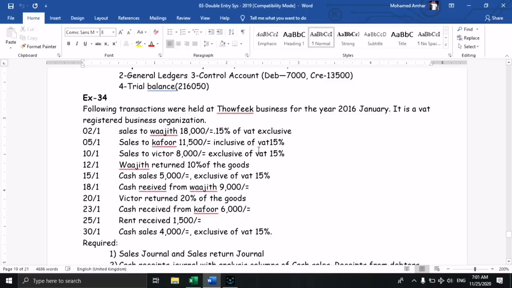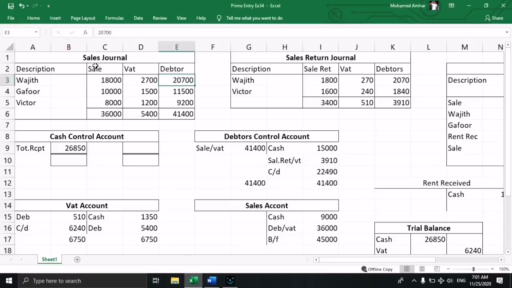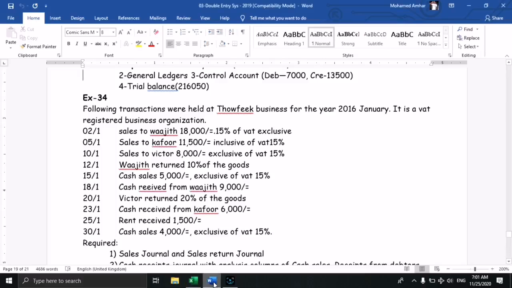11,500 inclusive of that 15%. So in this 11,500, the 15% VAT is inclusive. That means the VAT is 1,500. So you have to record it under the sales journal. Name is Gafoor. Sales is 10,000. 1,500 is VAT, inclusive VAT. So total is 11,500. Now go to the question again.